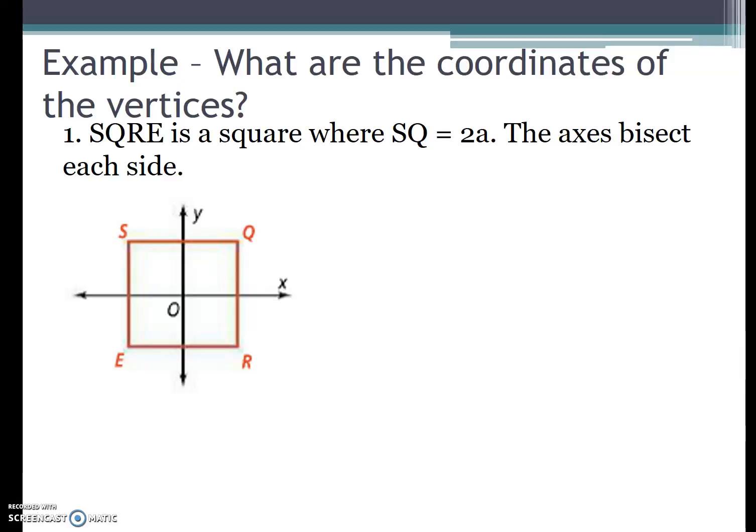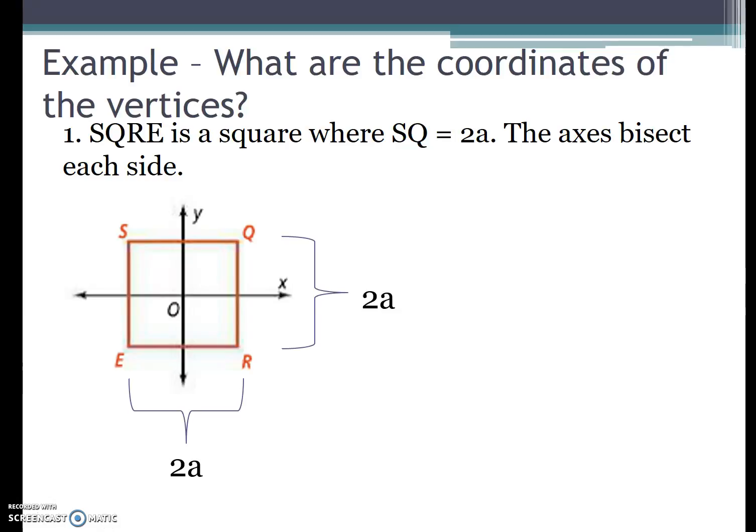I know that SQRE is a square where SQ is 2a, and the axes are bisecting the sides. So the axes are bisecting the sides, meaning these are cut in half. So let's start labeling things. Well, it's a square, so I know that QR has to be 2a. If SQ is 2a, then ER is also going to be 2a.